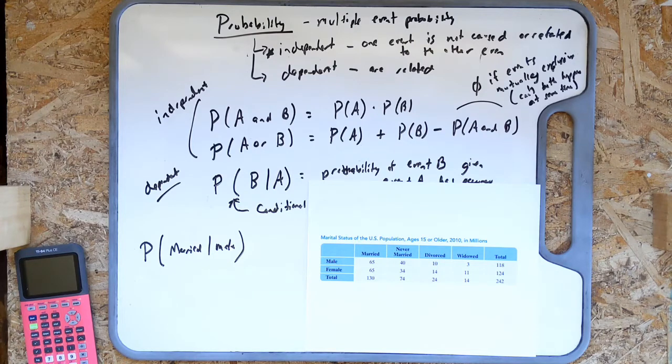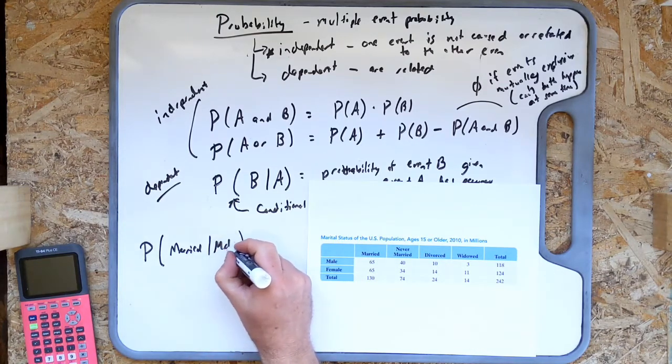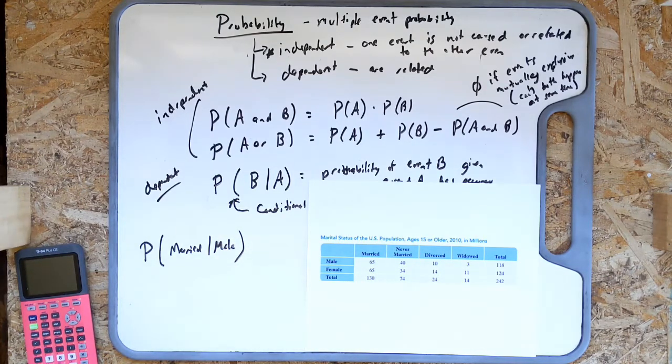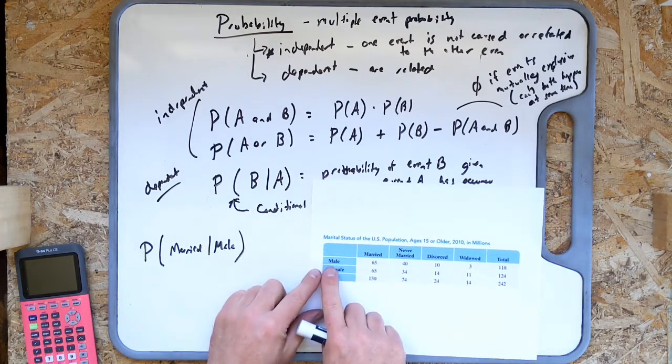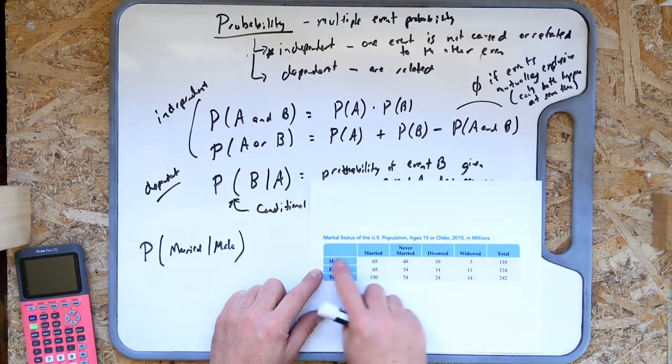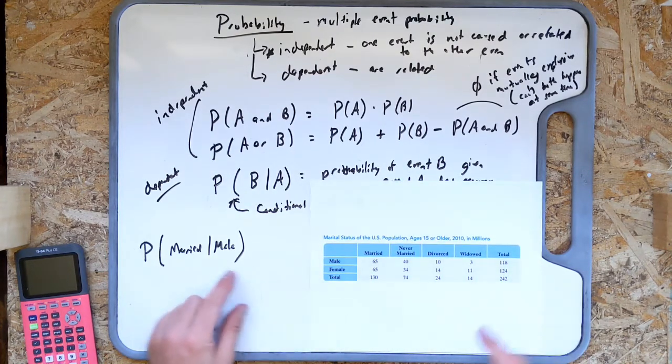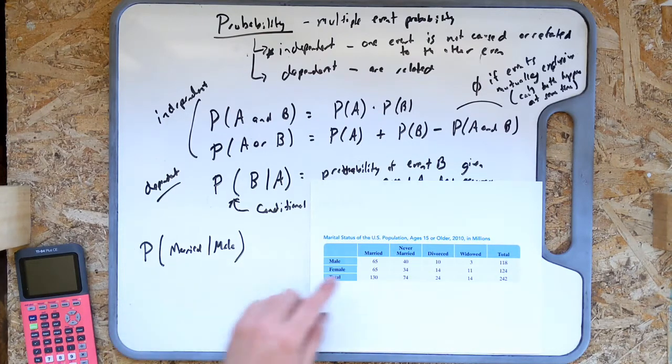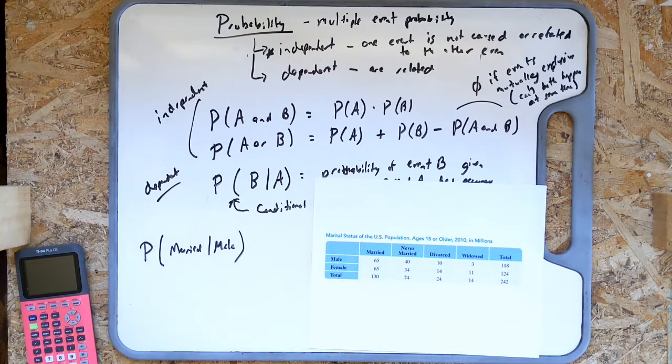Okay, so what you do on this, and again, these are very common SAT problems, well, they're not usually written like this. What you say is, you are given that you're male, so you're dealing with this row here, male: 65, 40, 10, 3, and 118. Just this line item. So if you're male, what is the probability that you're married? So the total married is 65.